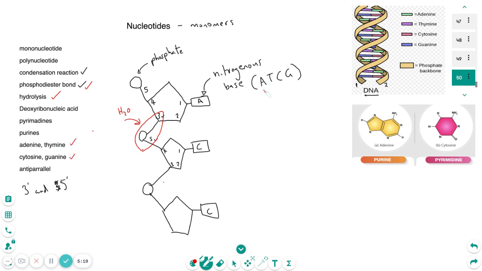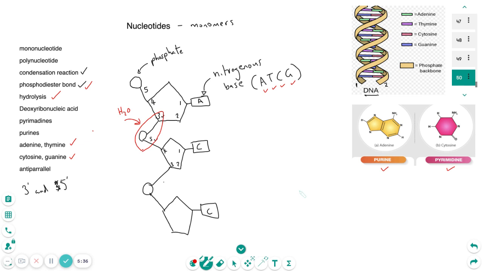We could just use these letters A, T, C, G if you want. There's a little bit you need to know about these bases. They come under 2 different types. We've got one called purines and one called pyrimidines. So I'm going to talk you through the pyrimidines.